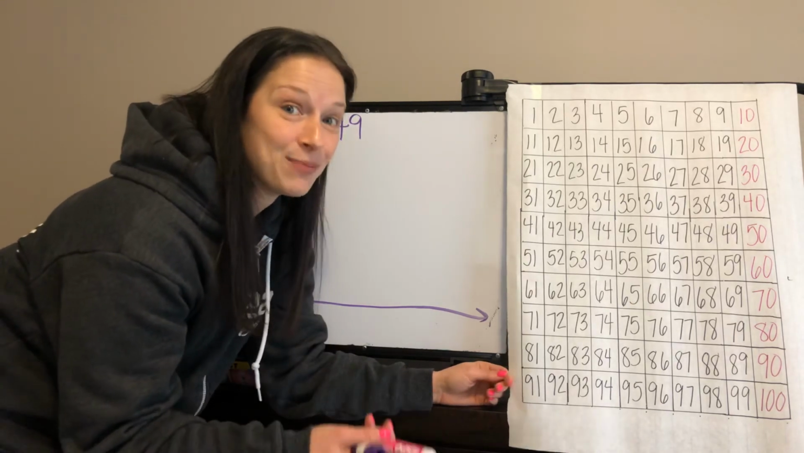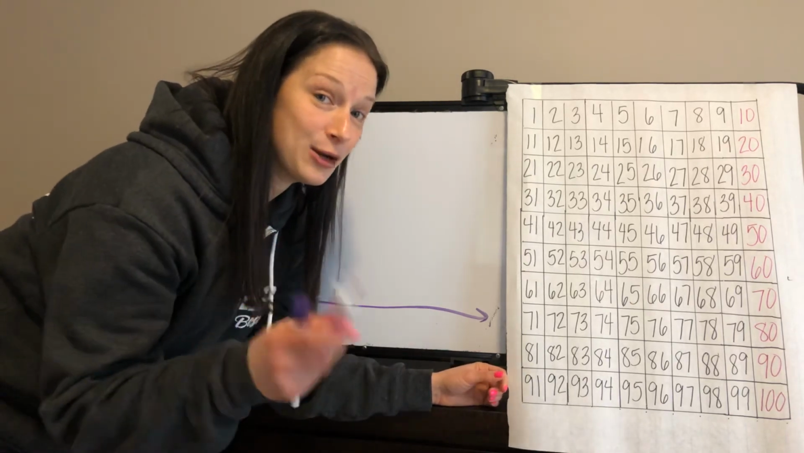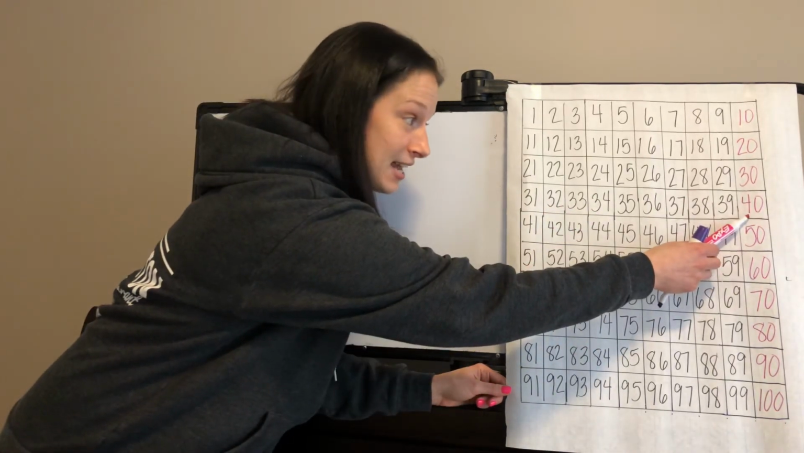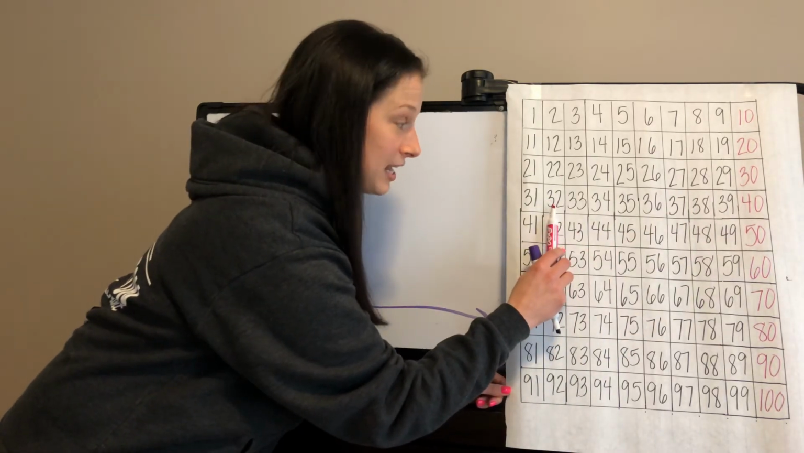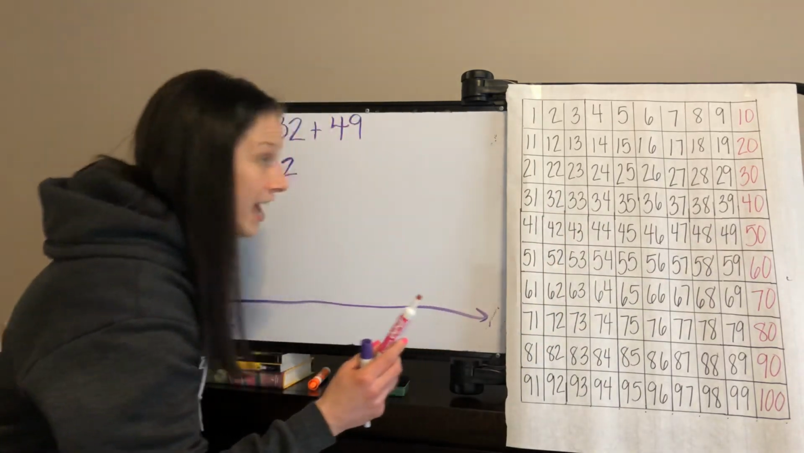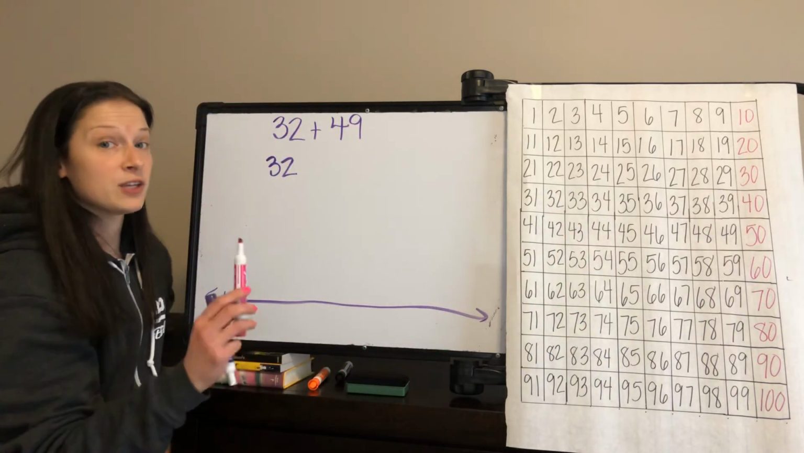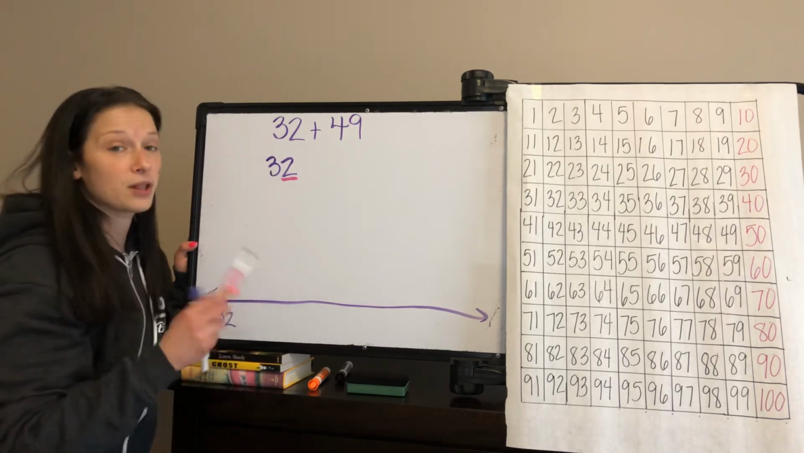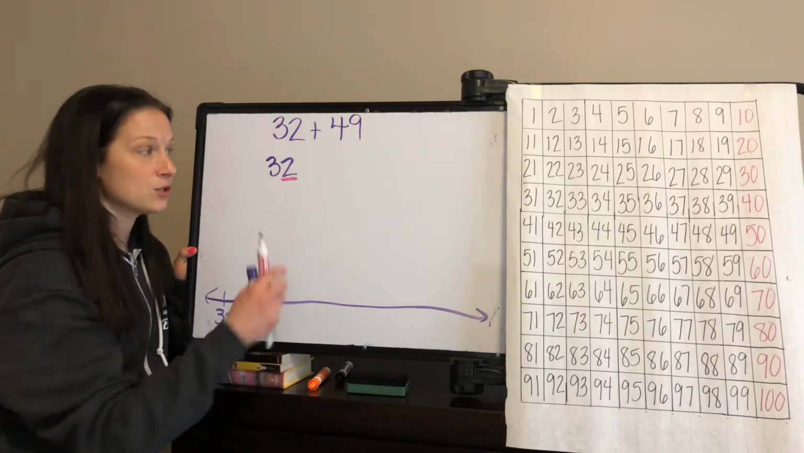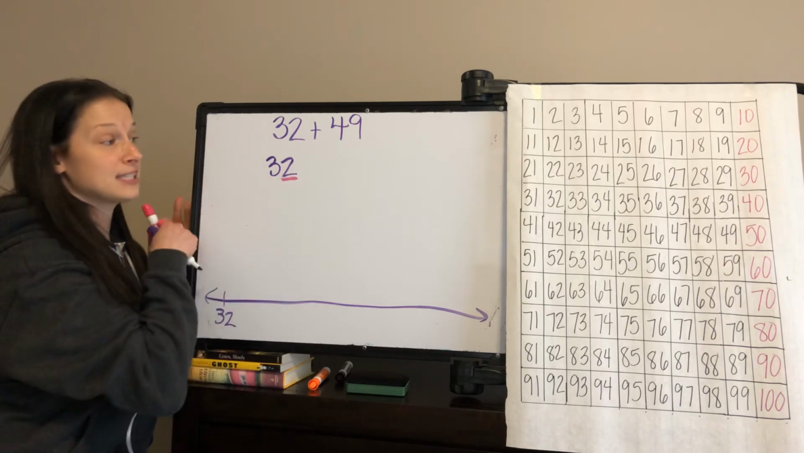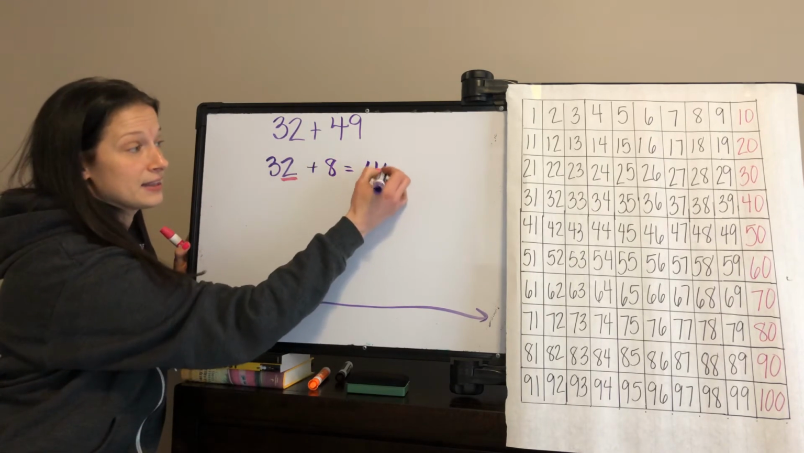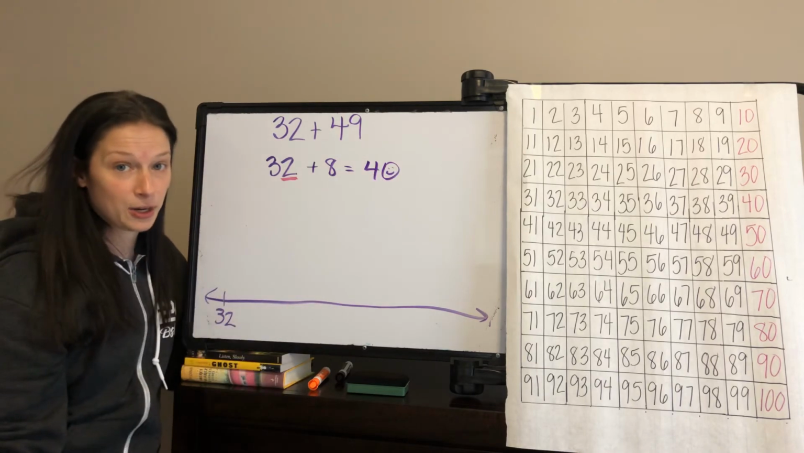And the great news is they practice this in first grade and in second grade. They know what's going on. 2 plus 8 gets me to 10, so 32 plus 8 gets me to the next group of 10. So they're using what they know about their basic facts to make a landmark number. So again, 2 plus what makes 10? They know 2 plus 8 is 10, so they know that 32 plus 8 gets you to the next landmark number.